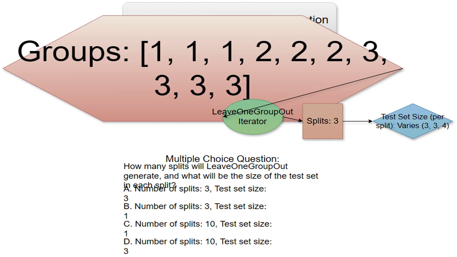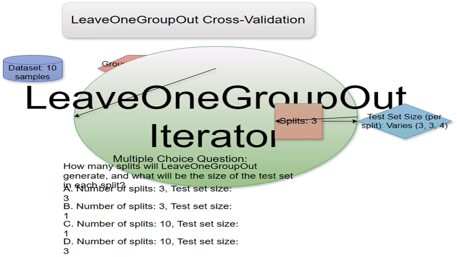These numbers tell me how my 10 samples are grouped. I have 3 distinct groups. The first group has samples 0, 1, and 2. The second group has samples 3, 4, and 5. The third group has samples 6, 7, 8, and 9. LOGO uses these groups to create the splits. LOGO is what I use to generate those splits. It's like a machine that iterates through my data, systematically leaving out one group at a time to create the test set.